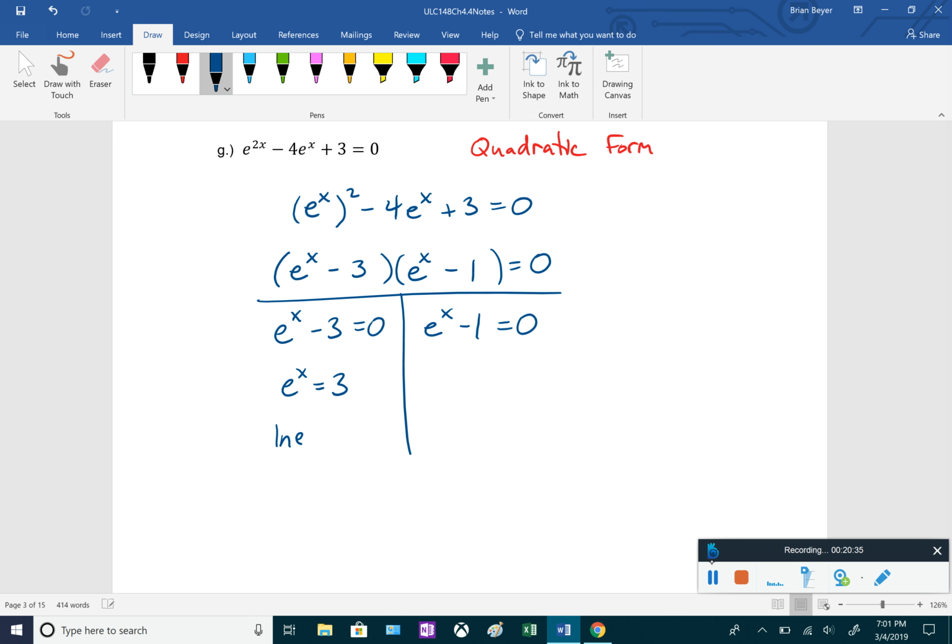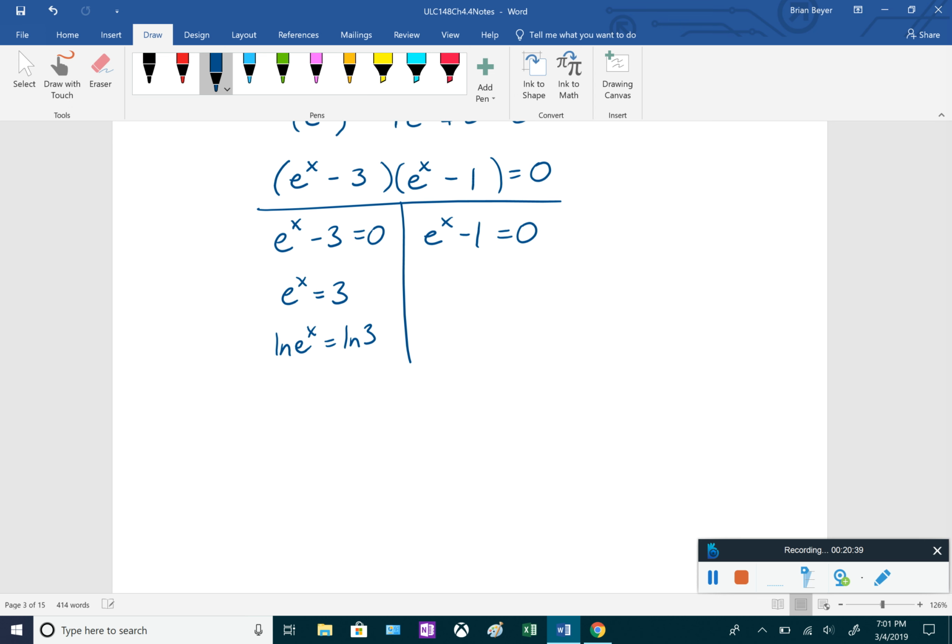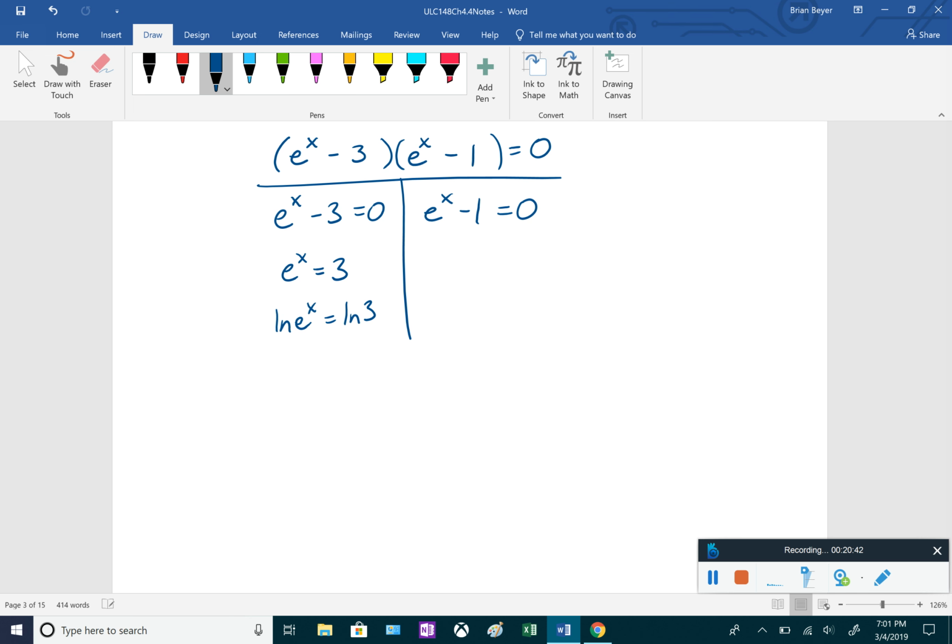We take the ln of both sides, and we get ln of e to the x equals ln of 3. The ln and the e cancel. We get x equals ln of 3. And as a decimal, if that's how you want it, plugging it in the calculator, it'd be about 1.1.